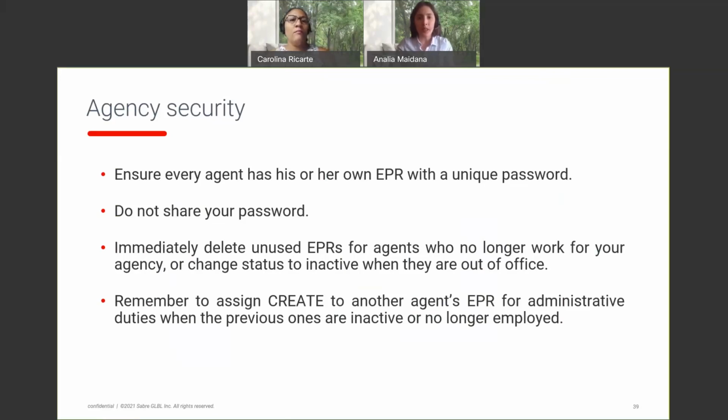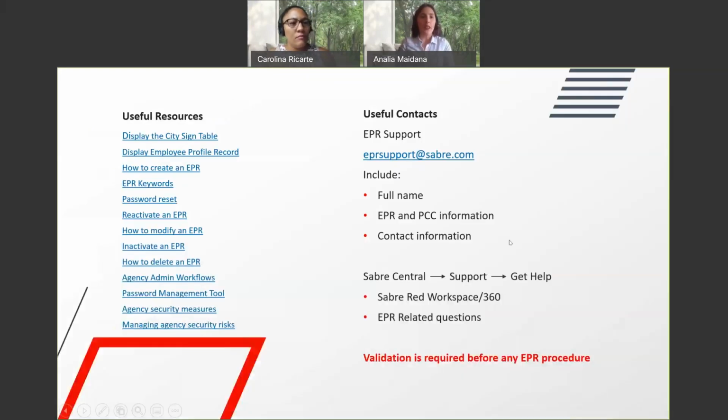Okay, now I have added many useful resources for everything we have discussed during this presentation. Most important ones, there's one that is EPR keywords, which is a Finder link with all EPR keywords existing in Sabre and what they do. So it's very important for you to go over that. And also the last two are very important to handle agency security measures, or agency security risks. Those two are also very important for you to go through.